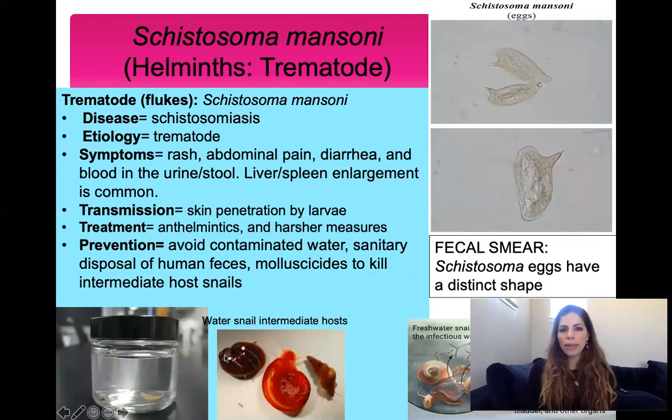The final helminth or worm we're going to talk about is Schistosoma mansoni. This is a trematode, and it causes rash, abdominal pain, diarrhea, and can lead to liver and spleen enlargement. Transmission is skin penetration, so through the skin by larvae of the Schistosoma trematode. Prevention is to avoid contaminated water and, as with all of these, sanitary disposal of human feces.